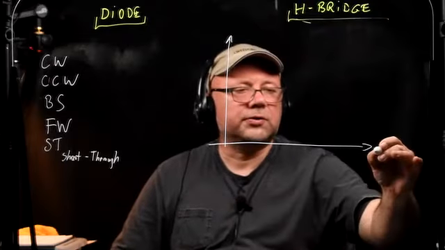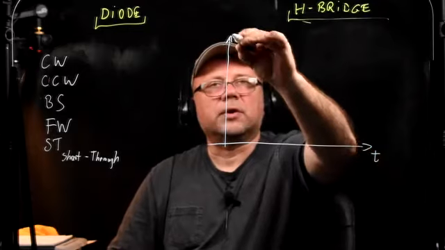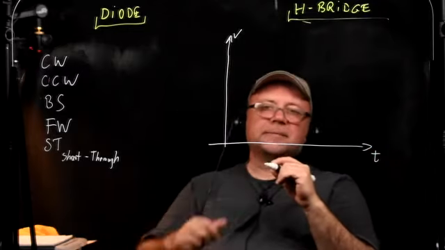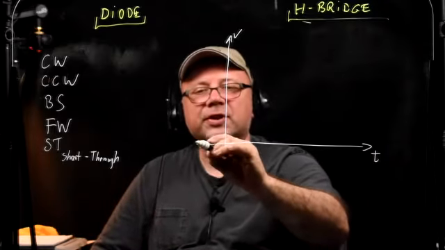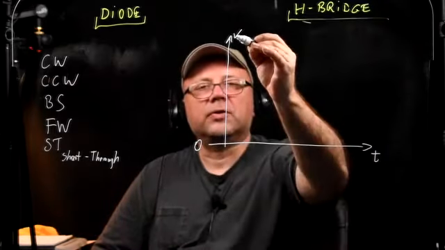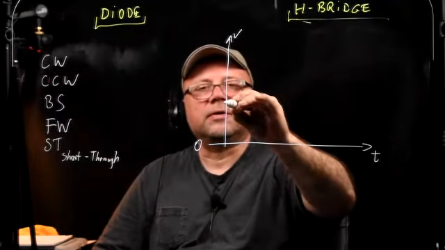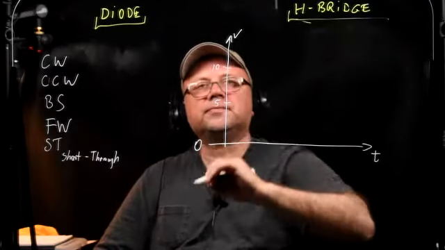Right. So this is going to be represented with time. And over here, we're going to have voltage. Always label the axes. And we're going to assume that this is 0 volts. Okay. And so we have maybe 5 volts here. Let's say we have 10 volts here.